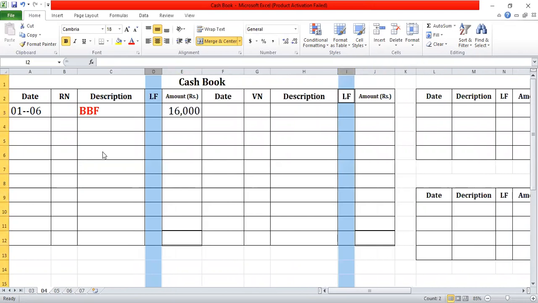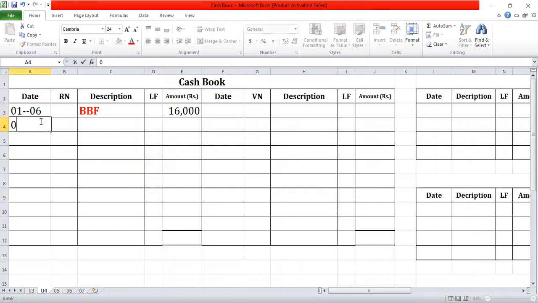Right? Next one. 3rd of June. Another receipt. Receipt number 365. Write the receipt number. And the description is sales. Value 18,000.